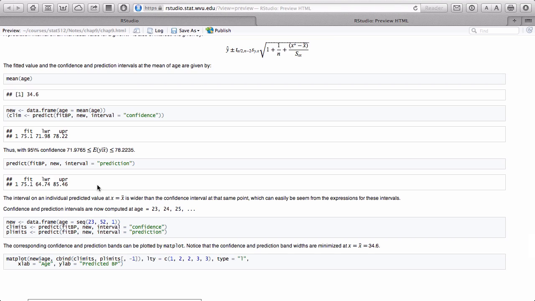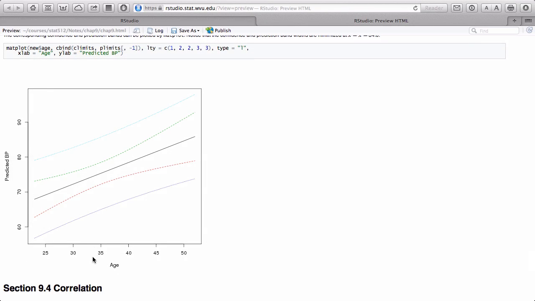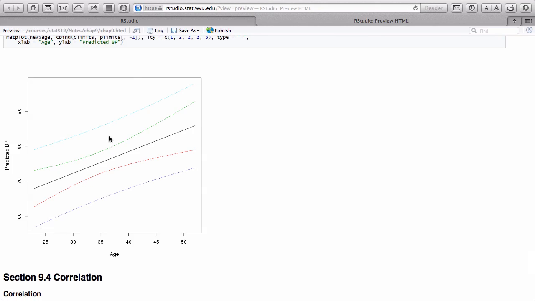If you want to see that graphically, at the mean, which is about here, you can see these inner two curves are the confidence interval. I should draw a vertical line at the mean here. And then you see how big the outer ones are? Those are the prediction intervals. They're quite a bit wider. Now suppose I want to draw those curves. How do I do that?